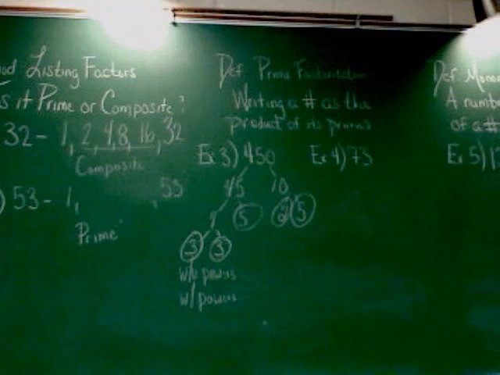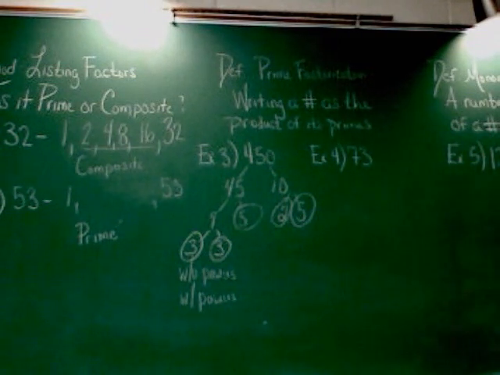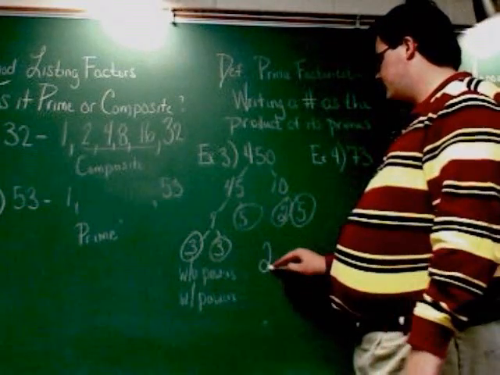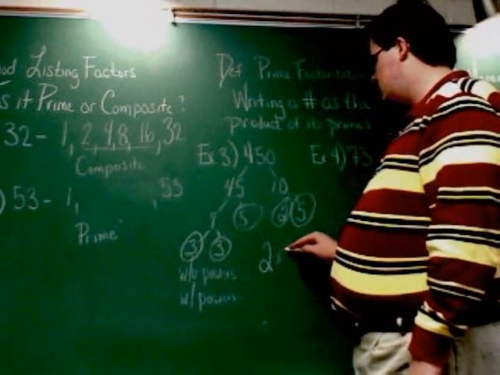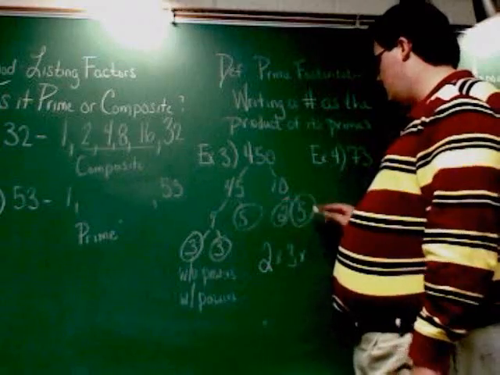Now, it would be nice if you put them in order from least to greatest, so that's exactly what we're going to do. We've got a 2, a couple of 3s, and a couple of 5s.